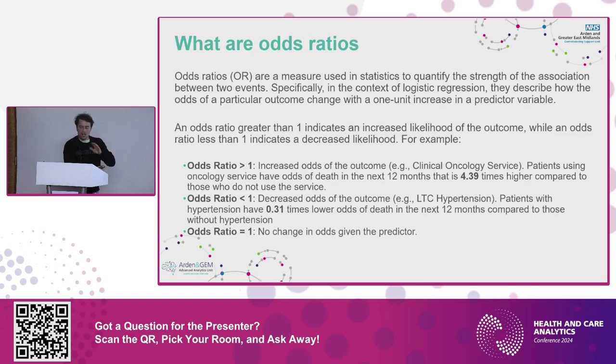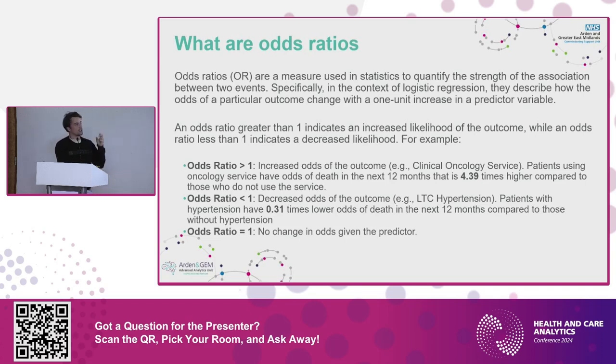So an odds ratio is simply a probability. If you have an event occurring, in this case whether somebody's going to die in the next 12 months, you take that probability and you divide it by the probability of somebody not dying. So it's basically P divided by 1 minus P. It's the probability of an event occurring divided by the probability of the event not occurring. And if you have an odds ratio of 5, that's a ratio of 5 to 1, telling us that the probability of the event occurring is 5 times the probability of it not occurring.